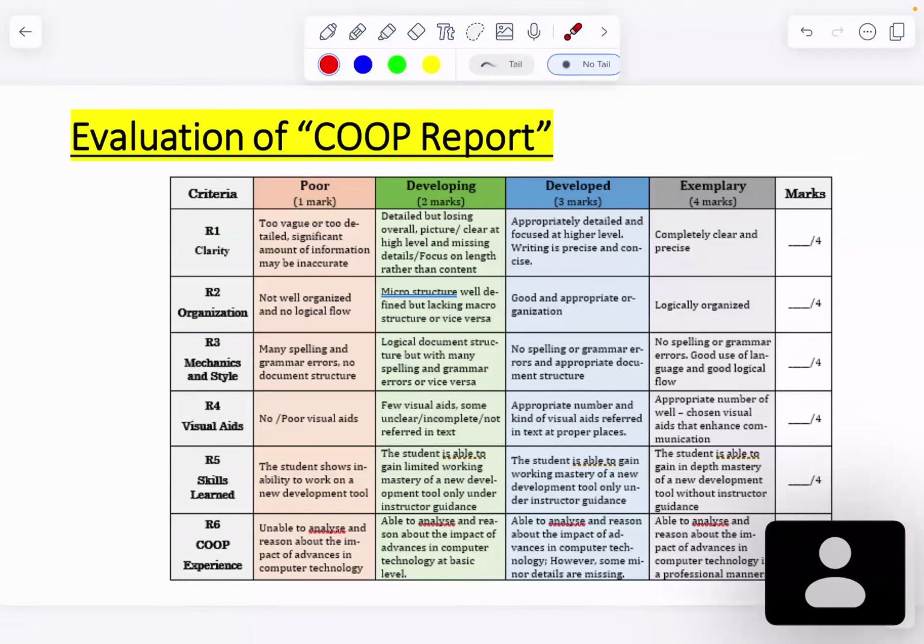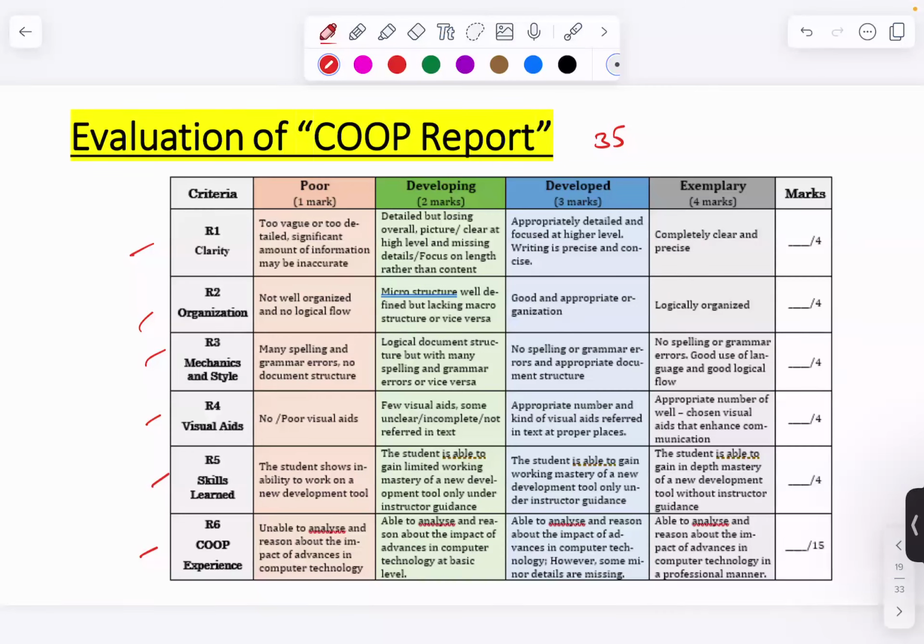And now this is also very, very important. In the co-op report, as I will show you, 35 points. So you should be aware of the points we are following to evaluate your report. And you can see, as an observation, the most important one in the report is this co-op experience. So you should really report and put a lot of evidence about the experiences you get from the co-op.